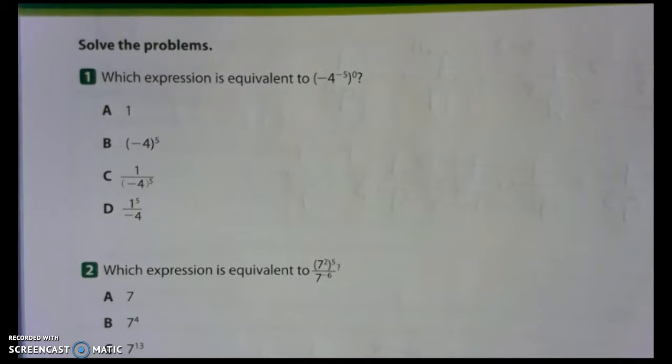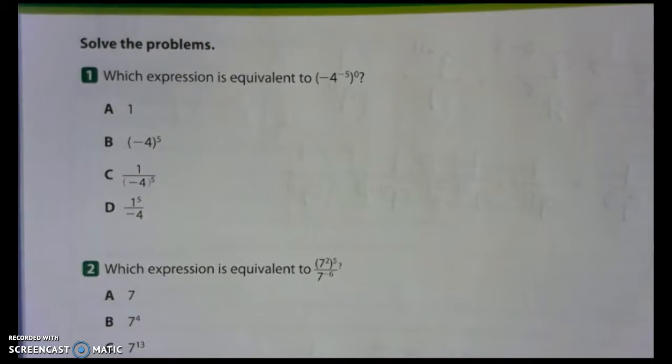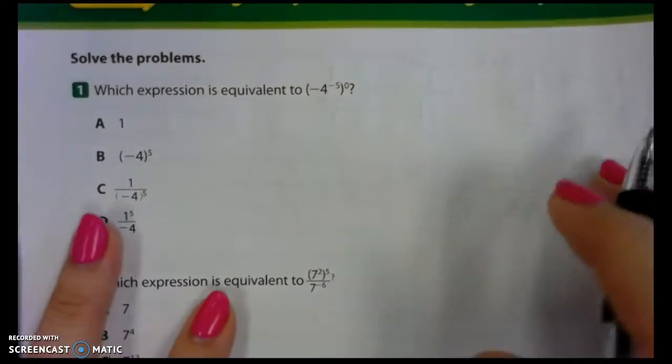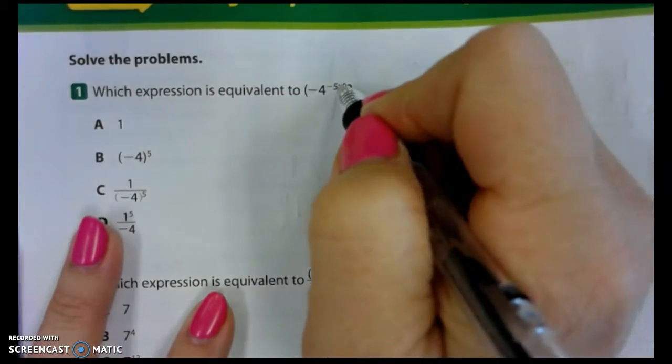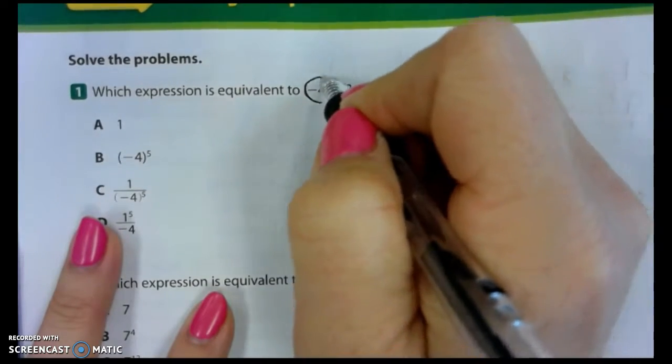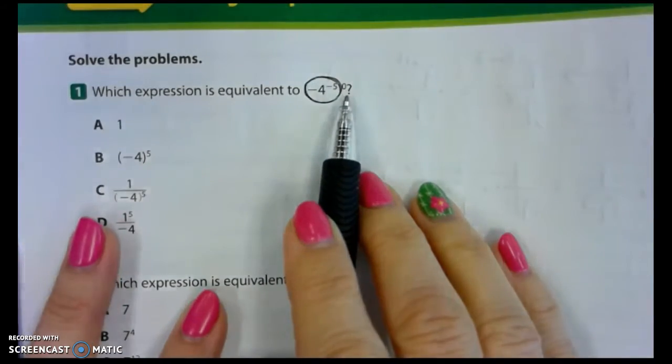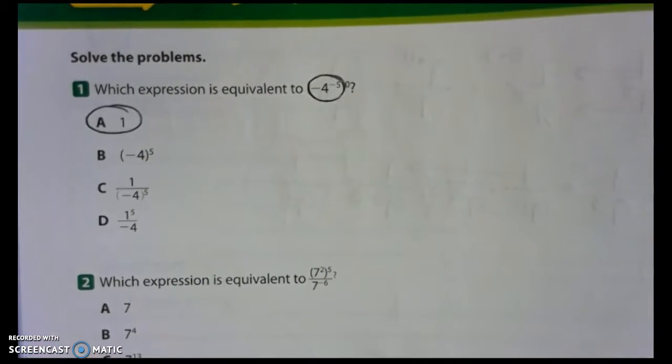On number 1, which expression is equivalent to (-4^-5)^0? Notice the 0 exponent. Everything inside of that group to the 0 power becomes 1. The answer to this one was A. How many of you got this one? Good. Anybody have a question before I go on?